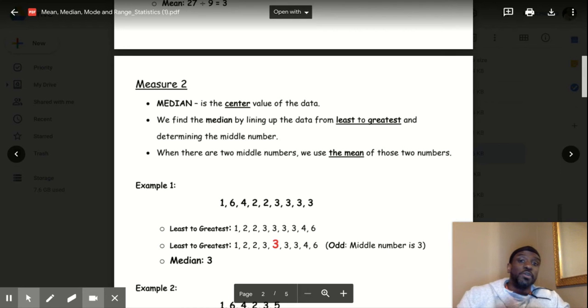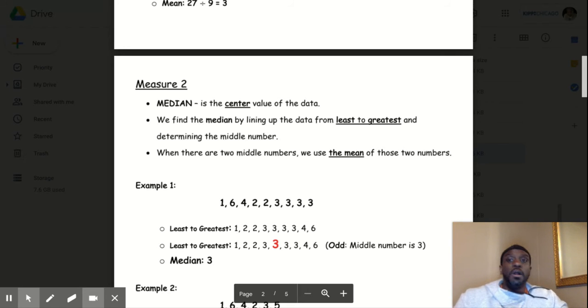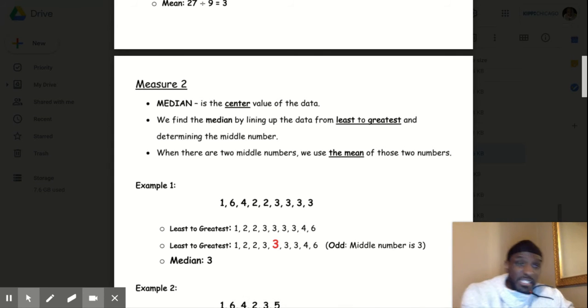Now we're going to measure another thing, a measurement of the center, called the median. The median is the center value of the data. It's different from the mean. The mean is the average, but the median is the center value of the data. We find the median by lining up the data from least to greatest. So line up your data from least to greatest and determine the middle number. What is the middle number?